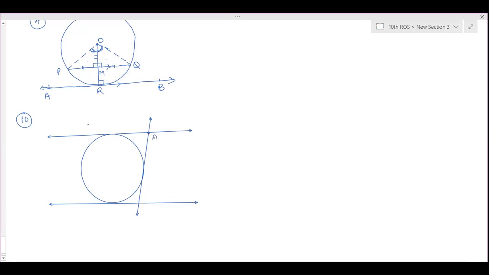This we call point A. This is point B. This is point C. This is the center O. This is X, this one is Y, this is X dash and this is Y dash. They have given XY parallel to X dash Y dash, and XY, X dash Y dash and AB are tangents.